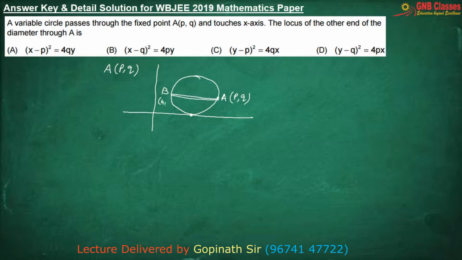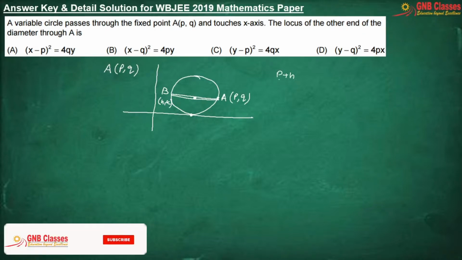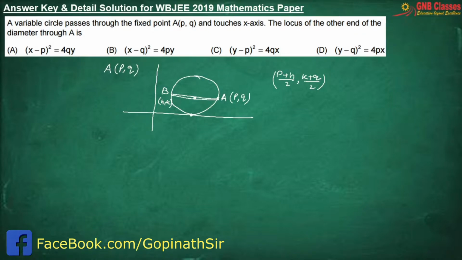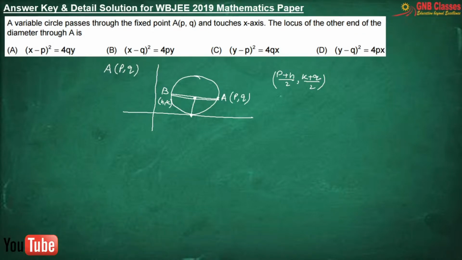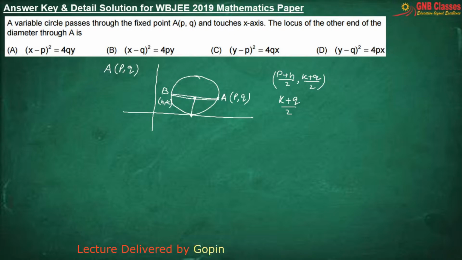Let us say H, K be any point on the locus. Therefore, the center of the circle will be nothing but P plus H by 2, K plus Q by 2, correct? Now, since the circle is touching the x-axis, therefore its radius will be nothing but K plus Q by 2. Am I correct or not? Is it clear? Okay.